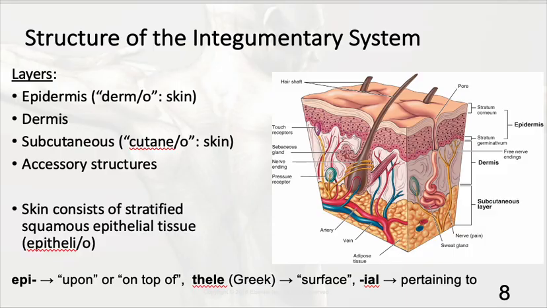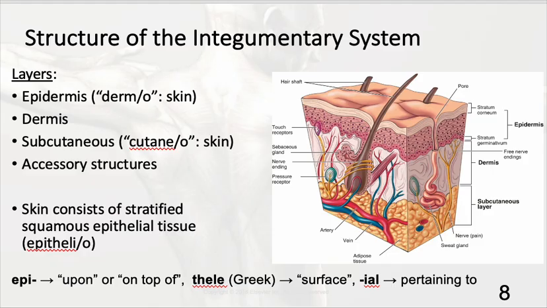The epidermis is the outermost layer of the skin. We've seen epi many times, meaning upon, on top of, above. Phil means surface, and eol means pertaining to. So pertaining to, on top of the surface, because the epidermis is the top layer of the skin. This is the layer that we see when we look at our body, and it acts as a very protective barrier that is tough.